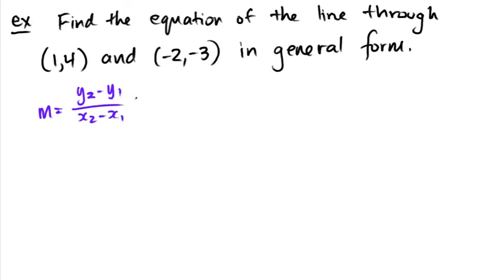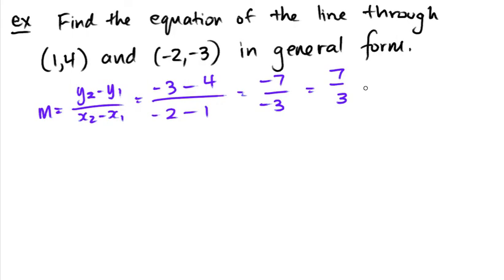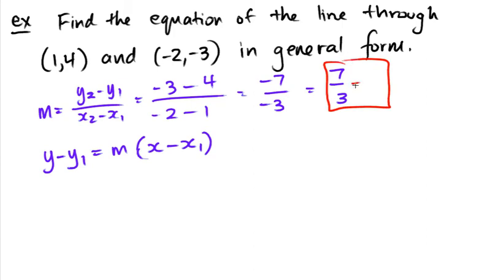So let's use it. y2 is negative 3 minus y1, which is 4, over negative 2 minus 1. You get negative 7 over negative 3, and that's the same as positive 7/3. Now I have my slope when I go to use my formula, which is y minus y1 is equal to m times x minus x1. I have my slope, here it is, this is my m, so I can plug it in for here, 7/3, and now I can pick either point.